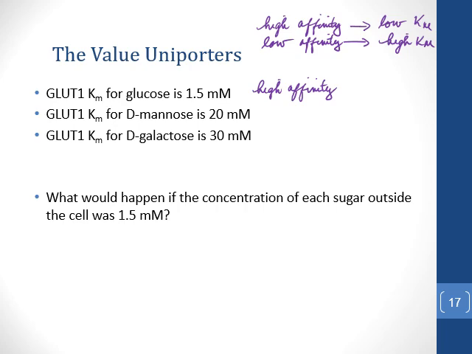So what does that tell you? That tells you that the glucose uniporter is going to do a much better job at transporting glucose than it is at transporting mannose or galactose. Now here's a way to think about this. What would happen if the concentration of each one of these three sugars was 1.5 millimolar? In other words, let's make the concentration the same. But because the affinity for glucose is so much higher, it's going to transport glucose at a rate that's much higher than the rate at which it transports mannose or galactose.